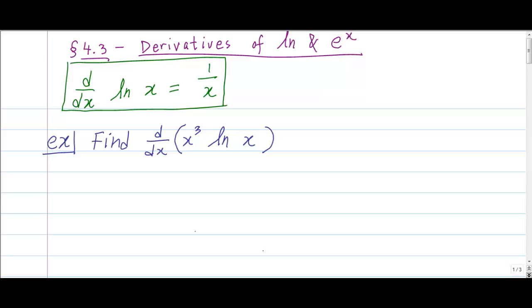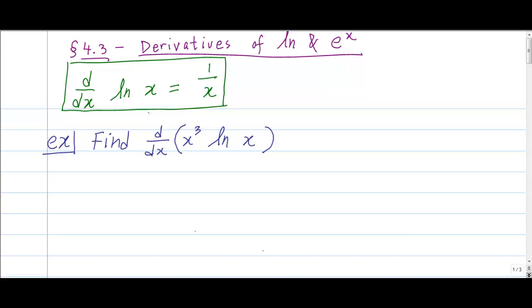Hello, let's start section 4.3, which is derivatives of natural log and exponential, or e to the x. So the derivative of natural log of x is 1 over x. Okay? So anytime you see natural log of x, the derivative of that is going to be 1 over x. Let's look at this example here. The derivative of x cubed natural log of x.